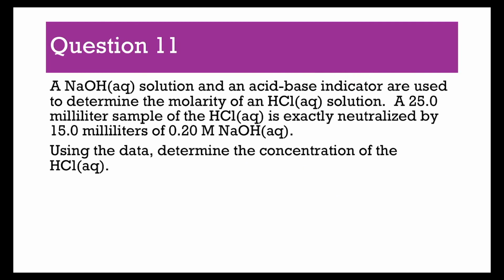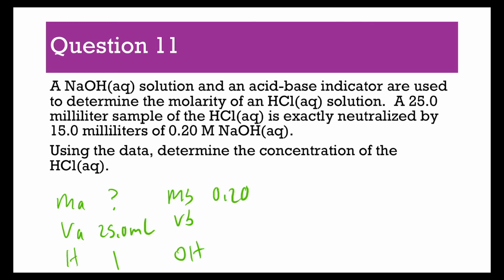Number 11. So we have to look at the paragraph. And if we pull out info, MA, again, list out what we have. We're looking for the concentration of the acid. We're given 25 mils of it. Our acid gives off 1 H. For our base, we have a concentration of 0.2. We have 15 mils of it. And that base gives off 1 OH. So again, we can ignore that portion of it.